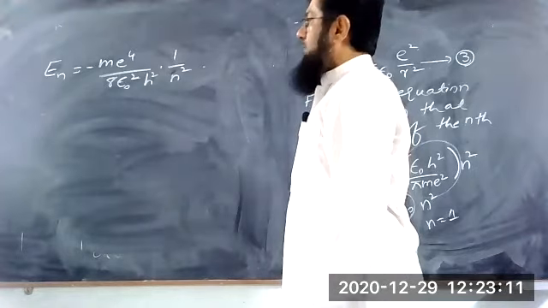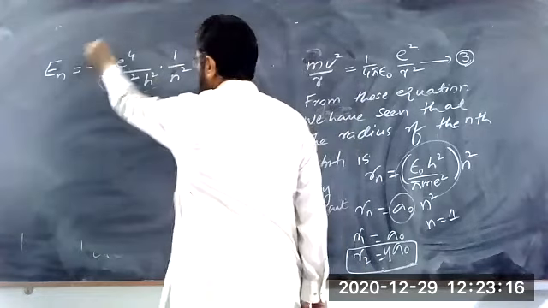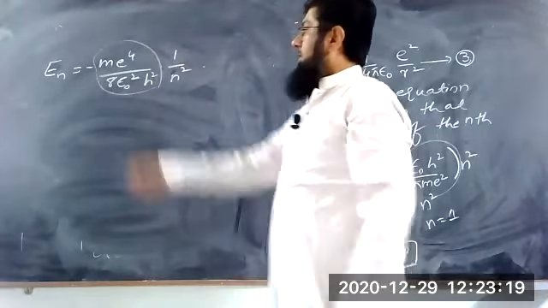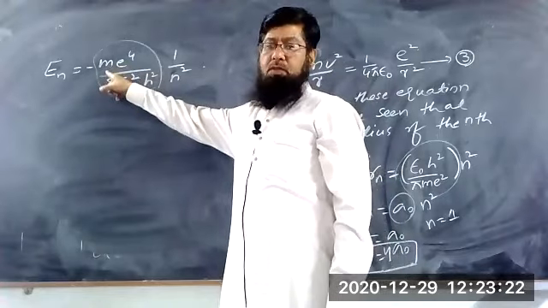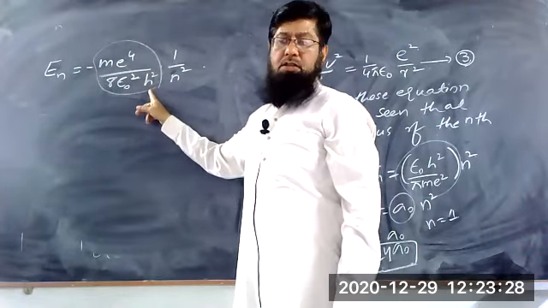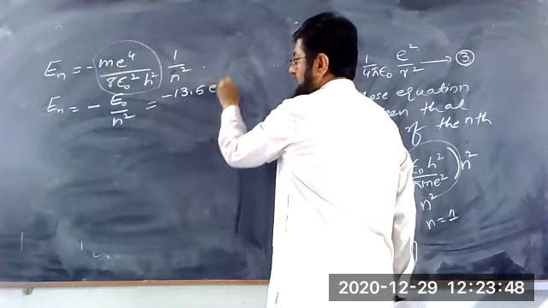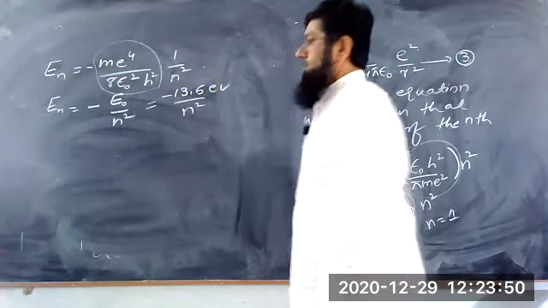It means the energy of electron in each orbit depends on 1 upon n square. This is the constant term. m is the mass of electron, constant. e is the charge of electron, which is also constant. 8 epsilon naught h square, this whole term is also constant. So we may call it En is equal to minus E naught, which is equal to this constant divided by n square. And this E naught is known as minus 13.6 electron volt upon n square.